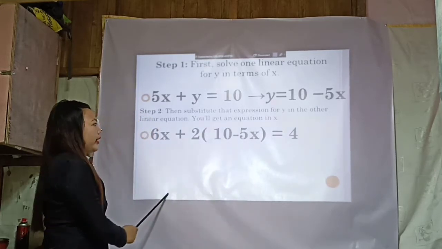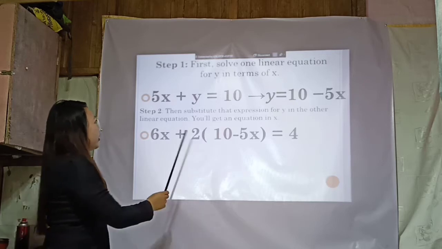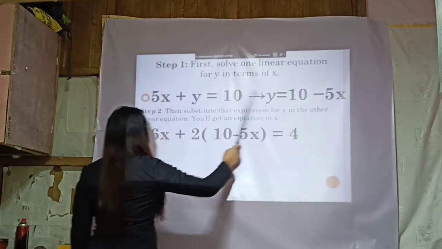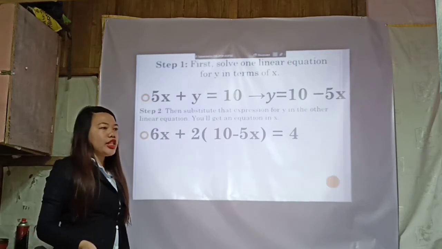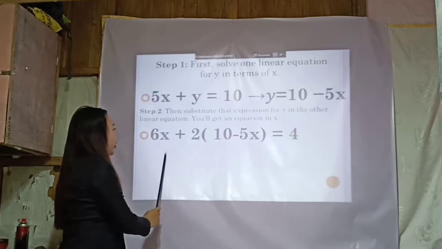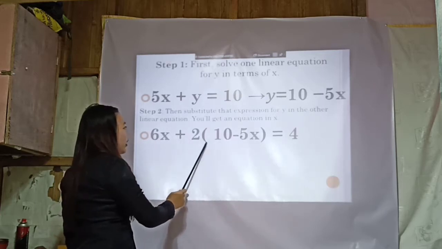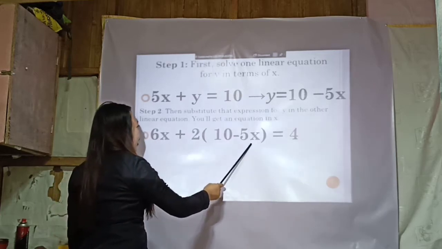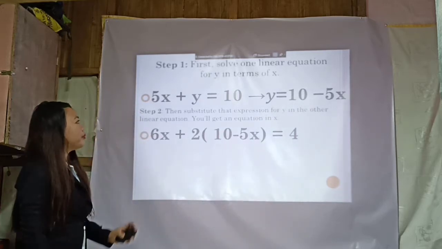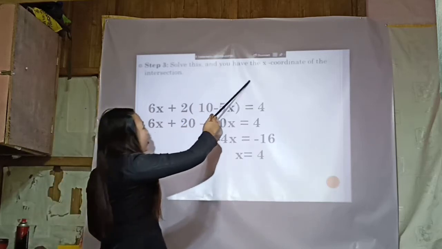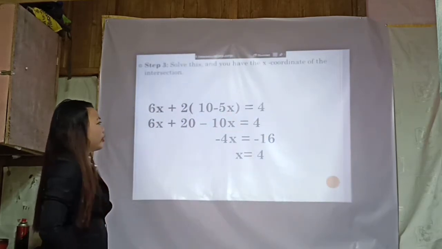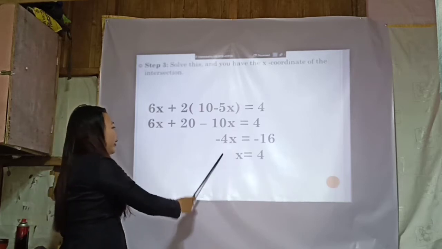So now let's find the value of x. So this would be the expression for y. So now let's substitute the expression for y. So therefore, 6x plus 2 times 10 minus 5x is equal to 4. Next step is to solve this. You have the x coordinate of the intersection.